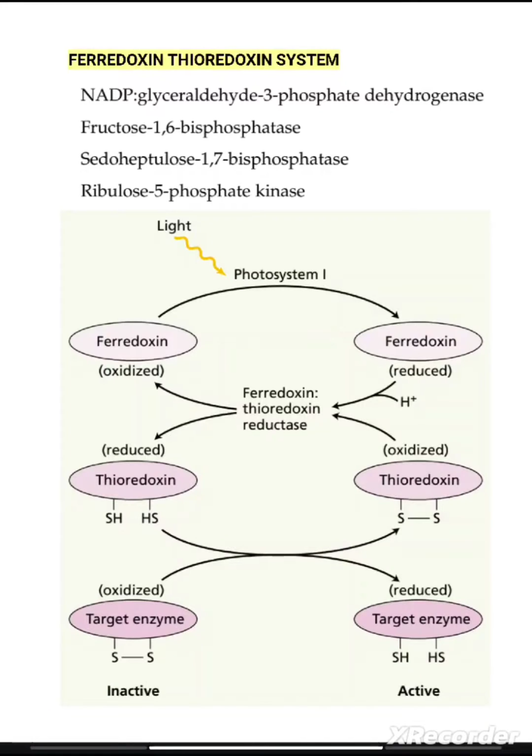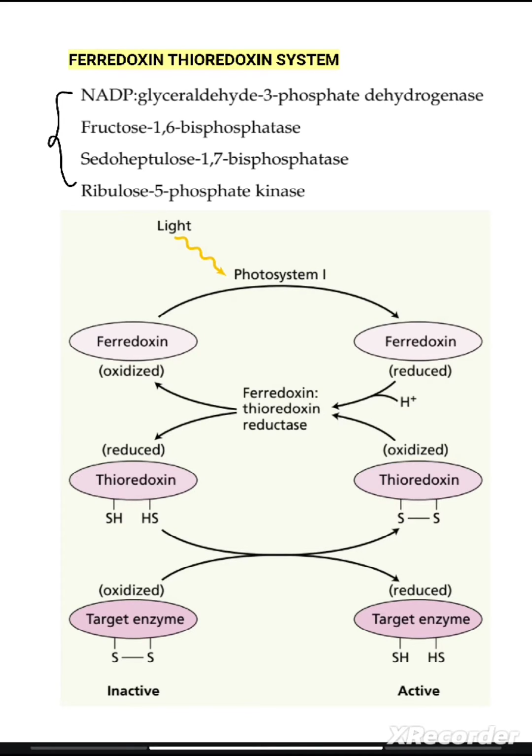Hello friends, let's talk about the Ferredoxin-Thioredoxin system that is regulating, in a way, all these four enzymes. The first one is NADP glyceraldehyde 3-phosphate dehydrogenase, which is a part of the reduction phase of the Calvin cycle. Besides that, we have fructose 1,6-bisphosphatase, sedoheptulose 1,7-bisphosphatase, and ribulose 5-phosphate kinase. All these remaining three enzymes are part of the regeneration phase of the Calvin cycle.